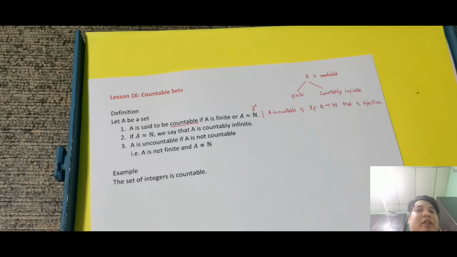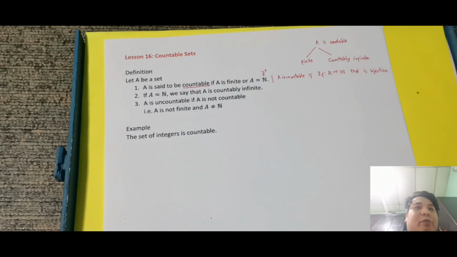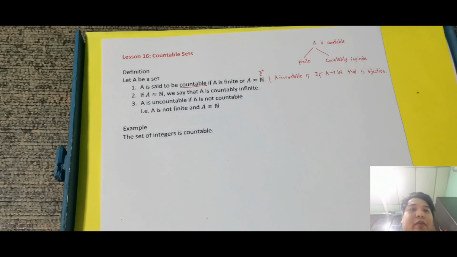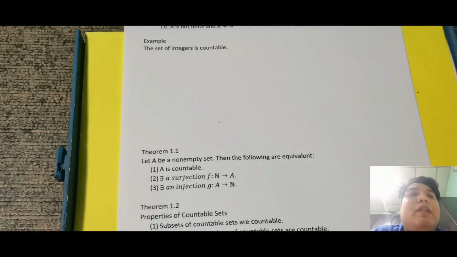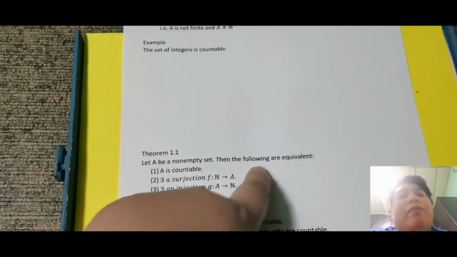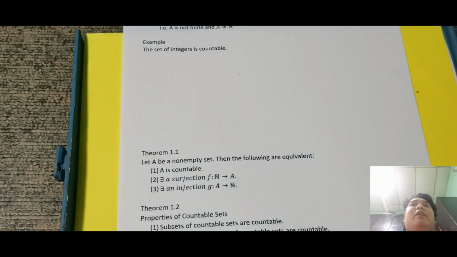Okay, so next. So, before ko sagutan yung example, sabi, the set of integers is countable. Before ko sagutan yan, let's have theorem 1.1. Kasi gagamitin ko yan, tatawagin ko. So, sabi, tingnan nyo, let A be a non-empty set. Then, the following are equivalent. Ano ibig sabihin ng equivalent?